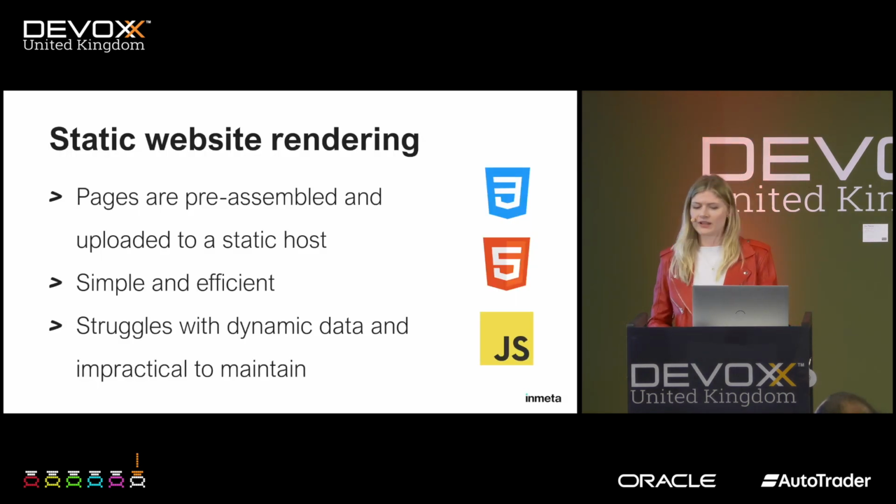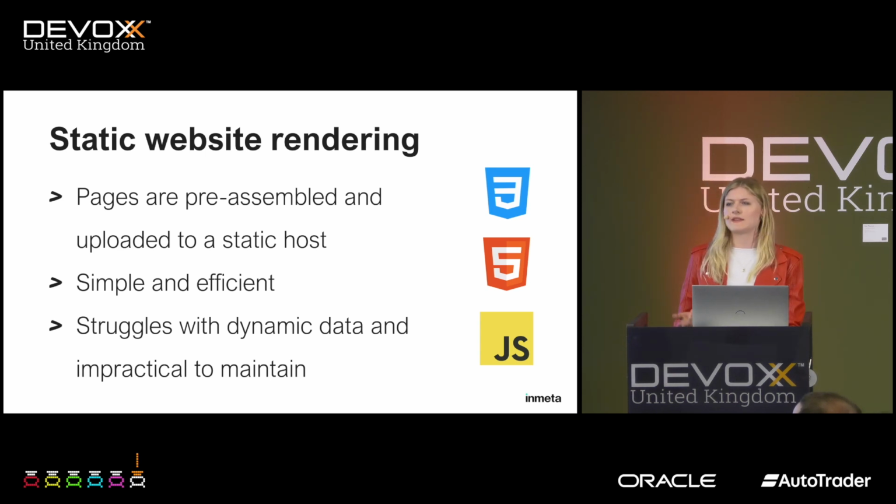So static website rendering is the most basic rendering pattern where all pages are assembled beforehand and uploaded as static files to a storage bucket. It can be built with plain HTML and CSS or combined with JavaScript. And it's delivered exactly the way it's stored, meaning nothing will change unless the code is changed. And although quite simple and efficient, it doesn't handle dynamic data well or interactive websites, and it's quite impractical to maintain. Use case could be an informational website for a business. And you could say that this is the old way of making websites, and it's not used very much anymore.